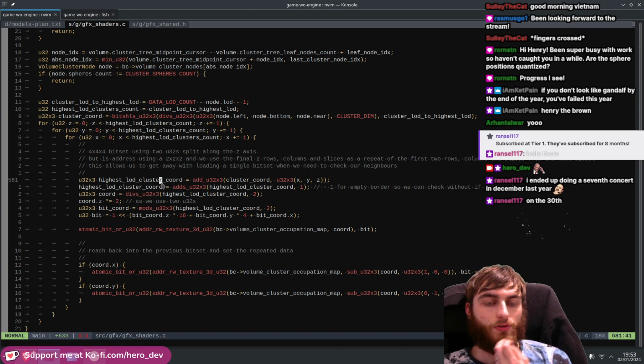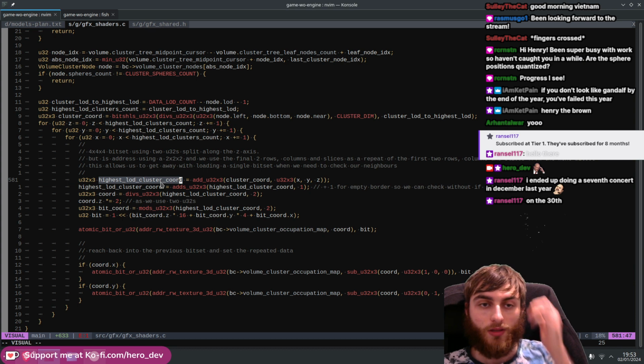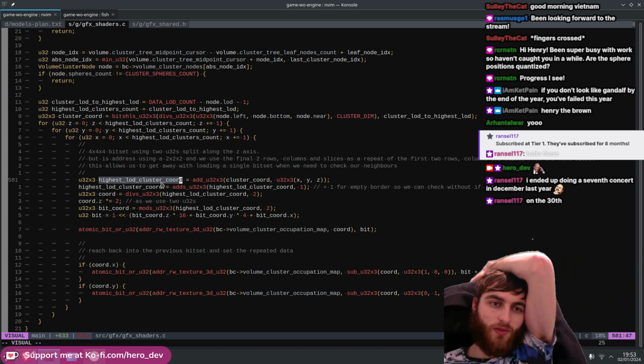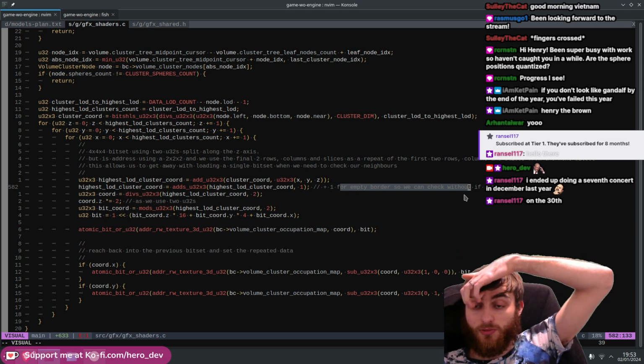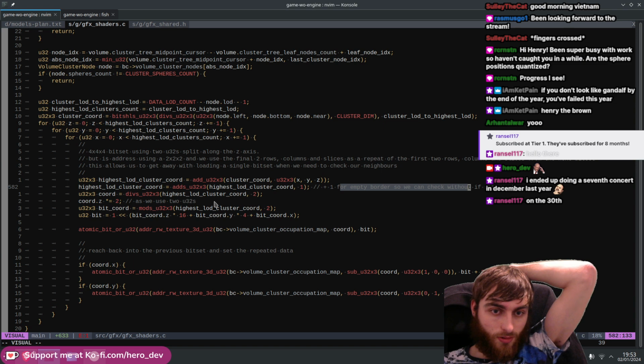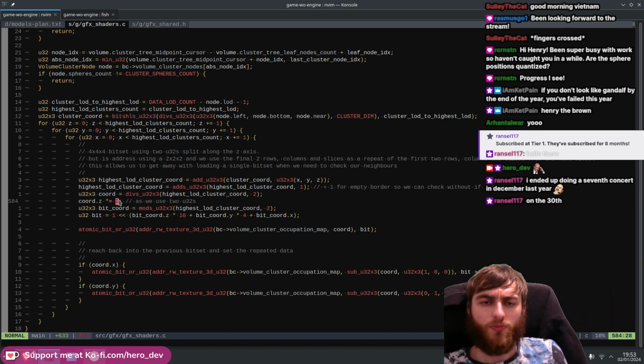So the cluster coordinate, the highest level of detail, this is how we're writing into the bit set. The bit set has one bit for every cluster at the highest level of detail. Then we add one for the empty border around the outside, so that avoids if statements when we sample. And then we divide by 2 along the XYZ, and then get a coordinate. We times by 2 because there's two U32s, but because we've removed that, we're squishing them now.